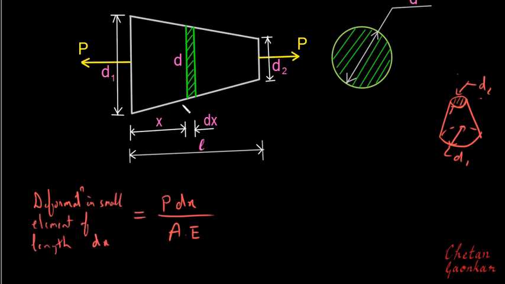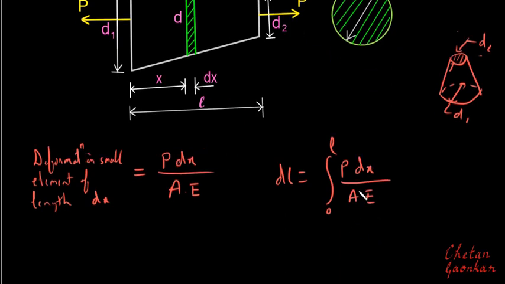So in order to calculate the deformation in this entire bar, we will have to do the way we had done last time, right? We will have to integrate this expression from 0 to L. So this will be P dx divided by AE. Now, once I substitute the expression for A, it will be pi by 4 multiplied by d square times E.